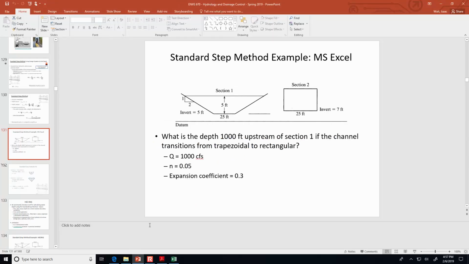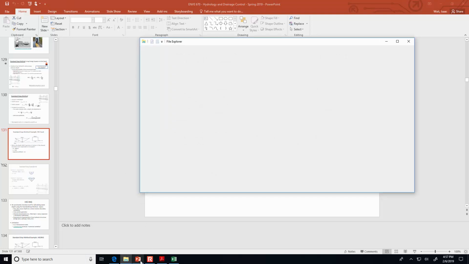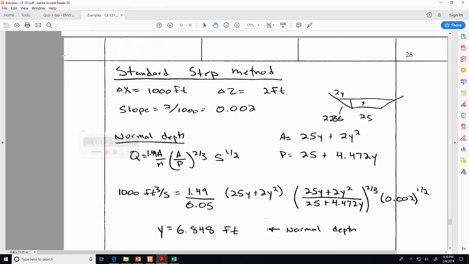I'm going to switch off the monitor and try and bring up my... All right, so we've got this, at the place where we know what's going on, it is a trapezoidal channel. And the side slopes are such that the depth is 5 feet, and then it's 2 horizontal for each 1 vertical.